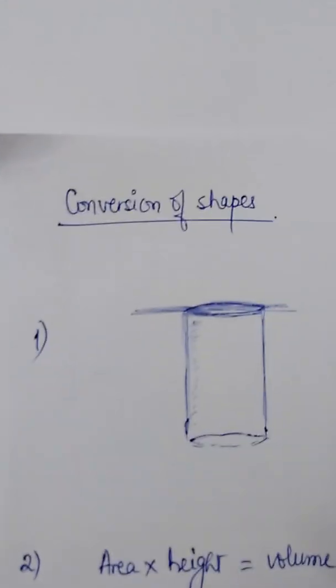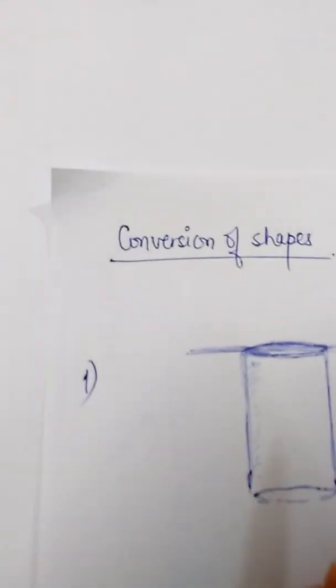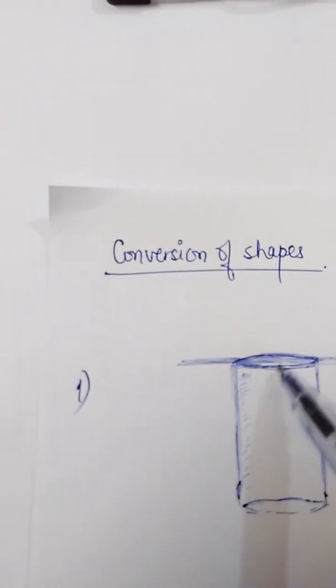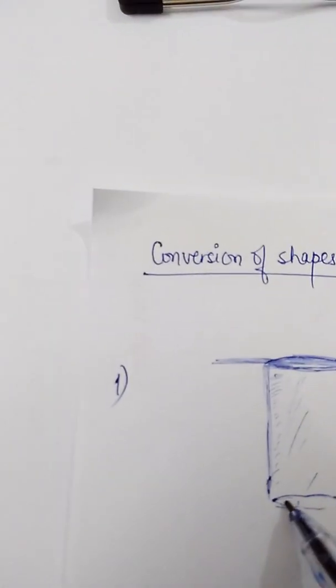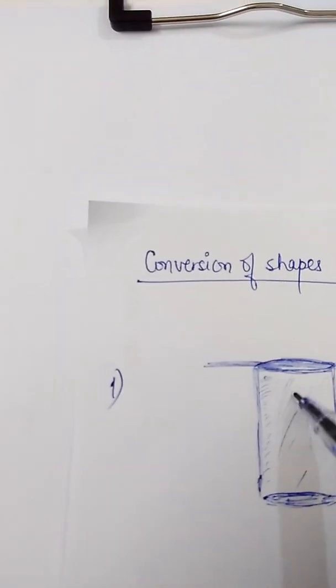And finally, we have this topic, conversion of shapes. I'm taking a small example quickly. Let's say there are some workers who dig out the earth. They're trying to dig out a well, and they reach the bottom of this particular well, and the soil is taken out from the well.